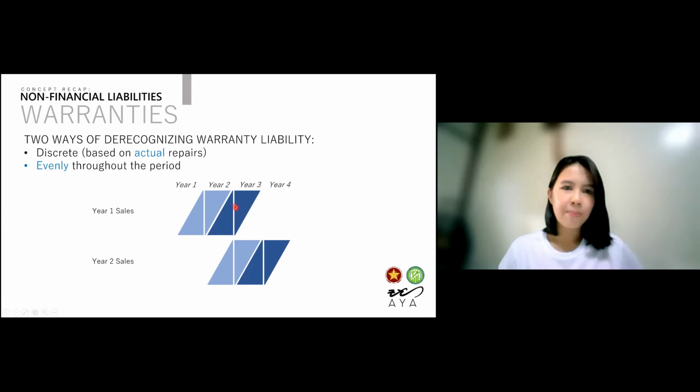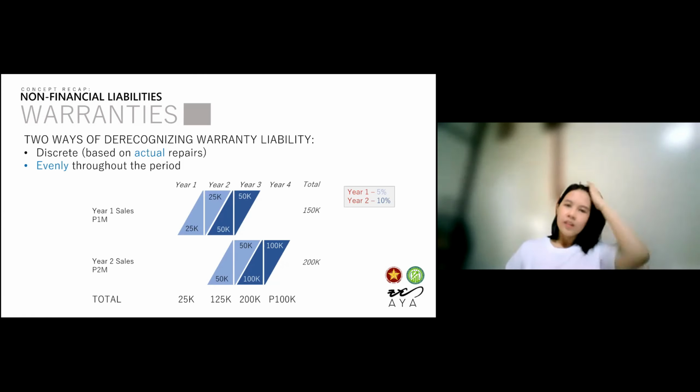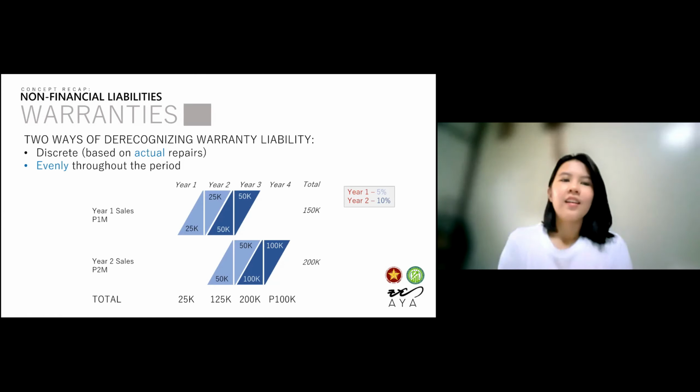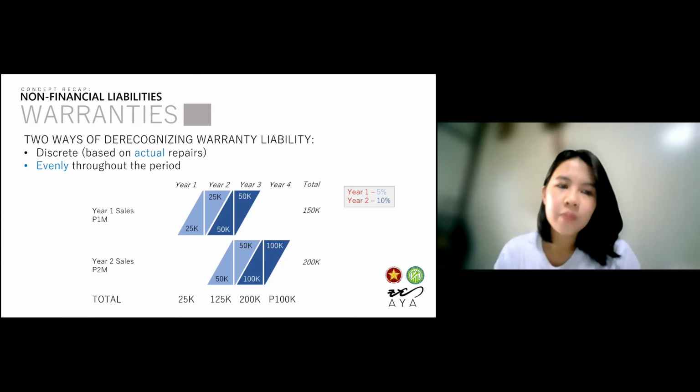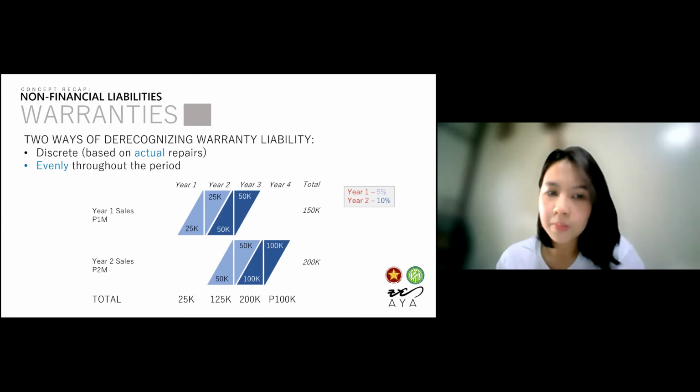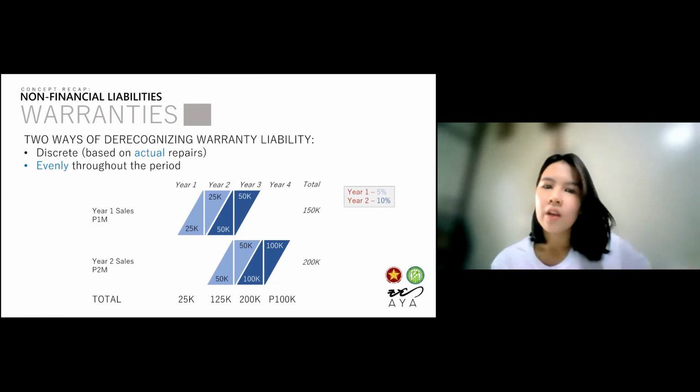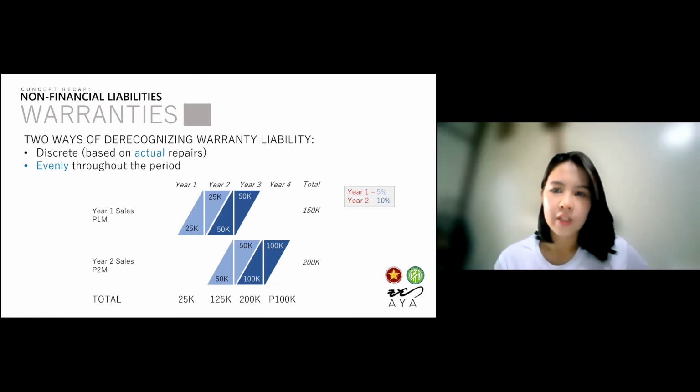Next is an example. I know there's also one in his module, so I will just go through it. Assuming there are 1 million in year 1 sales and 2 million in year 2 sales, and the estimated warranties are 5% for year 1 and 10% for year 2.